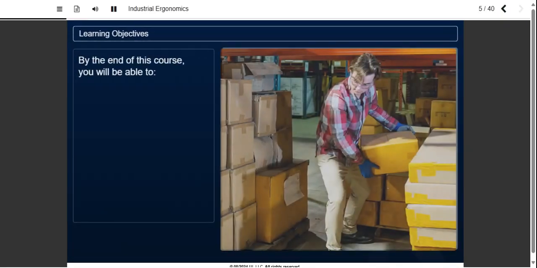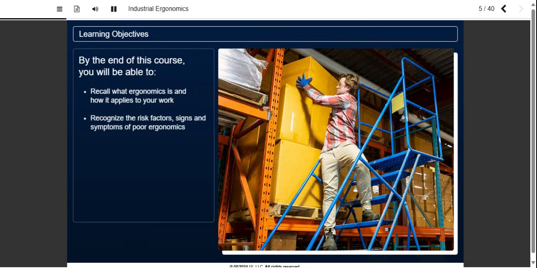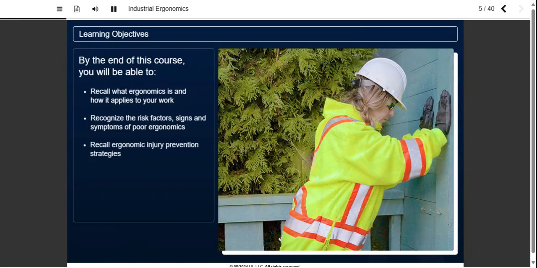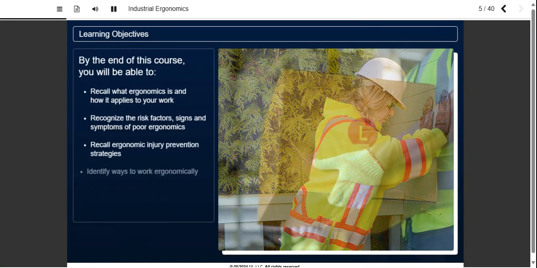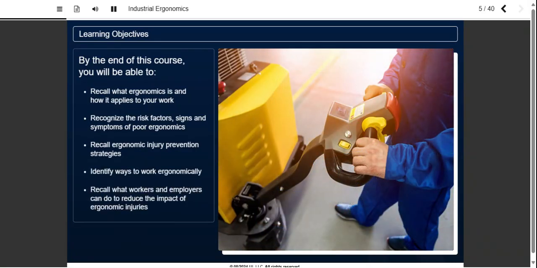By the end of this course, you'll be able to recall what ergonomics is and how it applies to your work. Recognize the risk factors, signs, and symptoms of poor ergonomics. Recall ergonomic injury prevention strategies. Identify ways to work ergonomically. And recall what workers and employers can do to reduce the impact of ergonomic injuries.